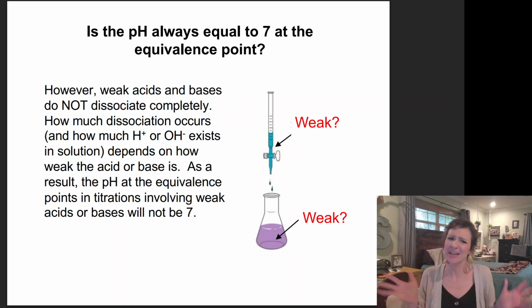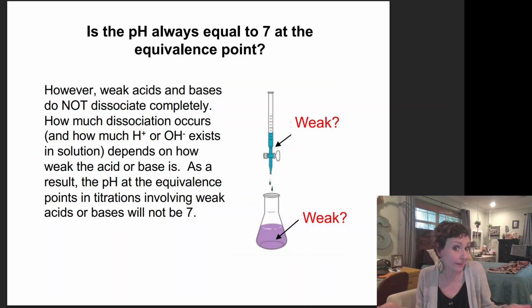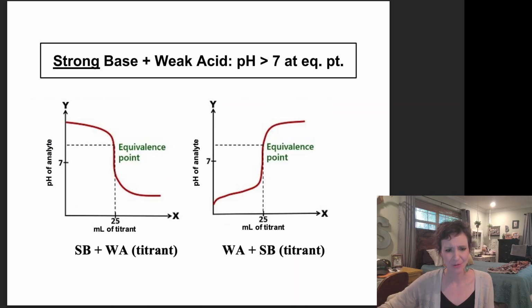How much dissociation occurs, and how much hydrogen ion or hydroxide ion exists in solution, is going to depend on how weak the acid or base is. As a result, the pH at the equivalence point, or at neutralization, in titrations involving weak species will not necessarily be 7. We've done some of this concept last time, but now we're going to look at how it affects these titration curves.